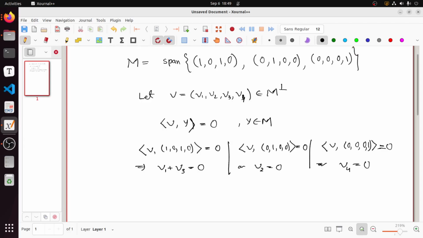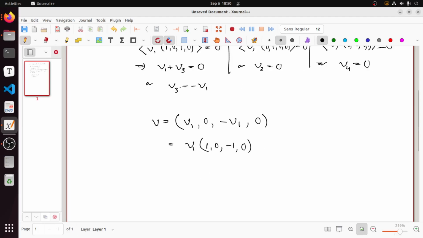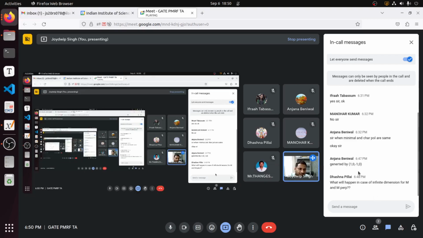From the first one we can write b3 equals minus b1. So B will look like b1 0 minus b1 0. So this is basically b1 times 1 0 minus 1 0. So this is the subspace, right? So M perp will look like the span of this one, 1 0 minus 1 0. That's why it is one dimensional. What you have said is correct.